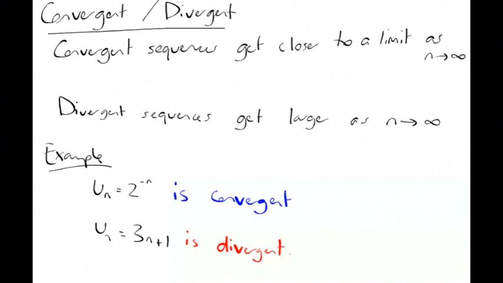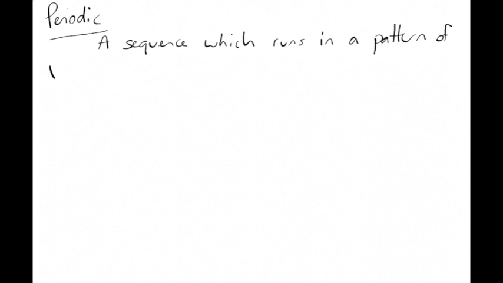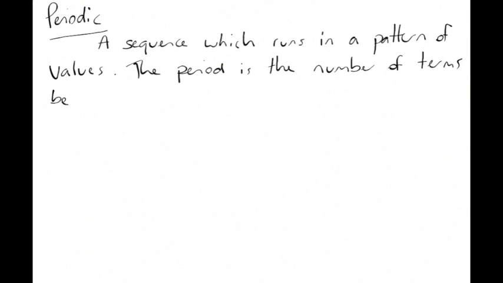If a sequence doesn't get closer and closer to the same point, or get bigger and bigger, it could be periodic. Now that's a sequence which runs in a pattern of values. The period is how long before it starts to repeat itself again. So how many terms there are before it repeats.